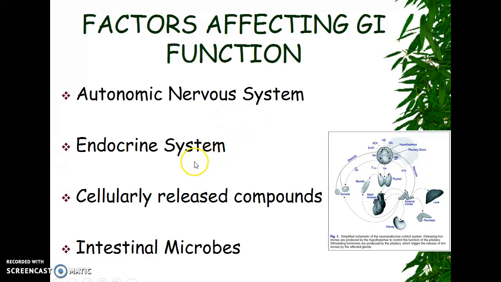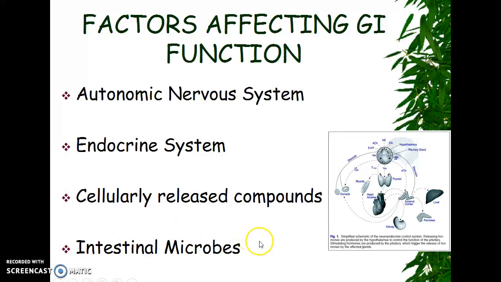The endocrine system, some hormones have control over the GI tract, and we'll talk about those specifically when we get to them. There are some cellularly released compounds. We've already talked about prostaglandins in the anti-inflammatory chapter, and we'll be talking about them again, and how stomach acid is controlled, and how we have digestion. So all of those things come into play.